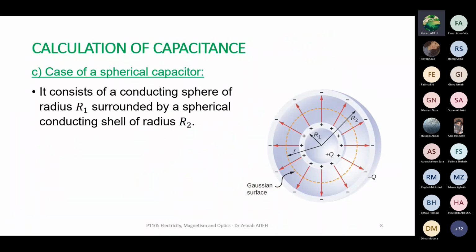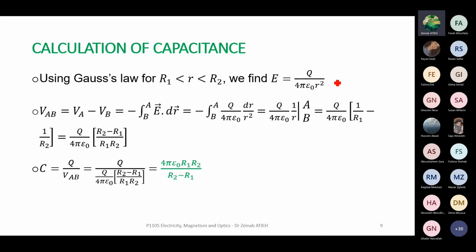Now let's move to the third one, which is the spherical capacitor. Again, let's choose A here and let's choose B here. We have to calculate VA minus VB, or VAB, which is equal to minus integral from B to A E dr. If you choose a Gaussian surface you get KQ over R square, so it's minus integral KQ over R square dr from B to A. This E is KQ over R square. You can find it using Gauss law.